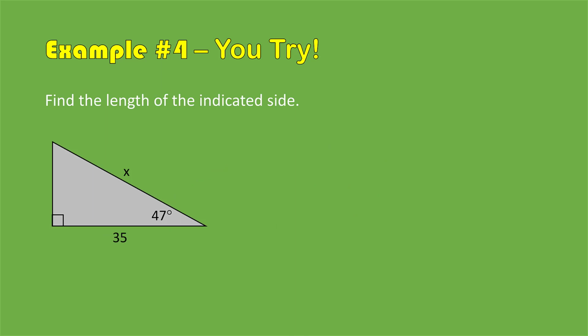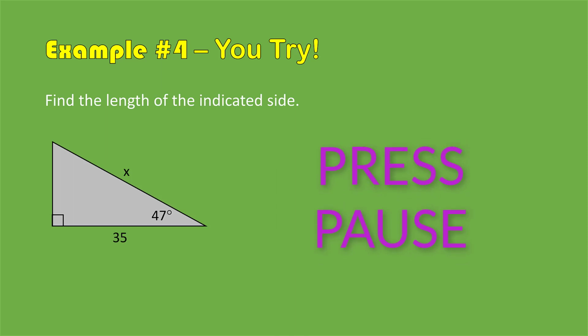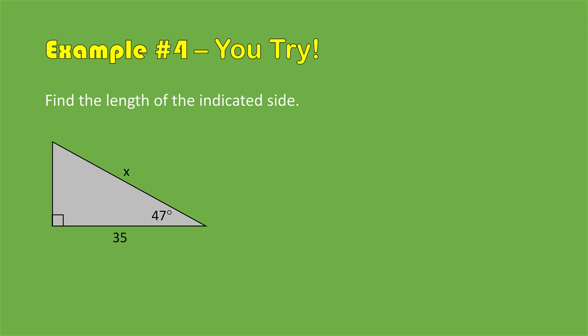Okay, this problem's a little bit different. I want you guys to go through, try this out on your own. It's the same process. Label the sides, set up your trig ratio, and go through the steps to solve for x. Okay, hit pause now. All right, let's check our work.